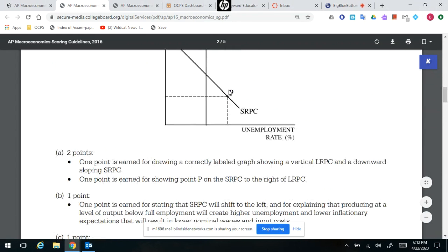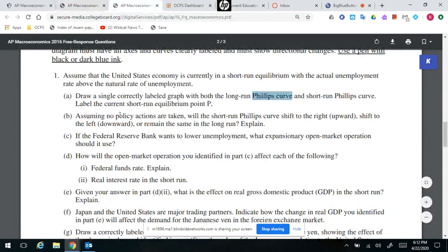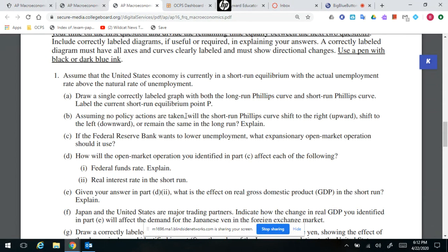We'll go ahead and move on to part B. It says, assuming no policy actions are taken. Remember, if no policy actions are taken, eventually the economy always comes back to equilibrium. The reason we will come back to equilibrium in a recession is that wages are going to be low. Workers are willing to work for lower wages in a recession. They're just thankful that they actually have a job. So with lower wages comes a lower cost of production. When there's a lower cost of production, that means aggregate supply will increase. It's cheaper to make things, so we will make more.